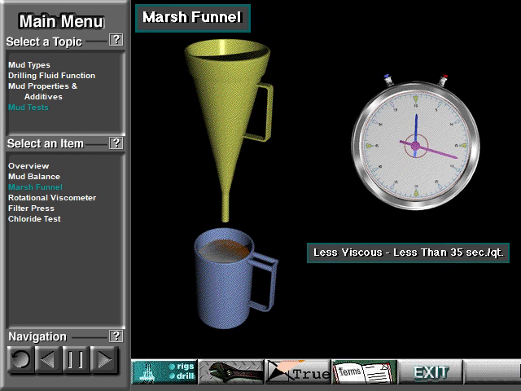A less viscous or thinner mud would flow through the funnel faster. A more viscous or thicker mud would flow through the funnel slower.